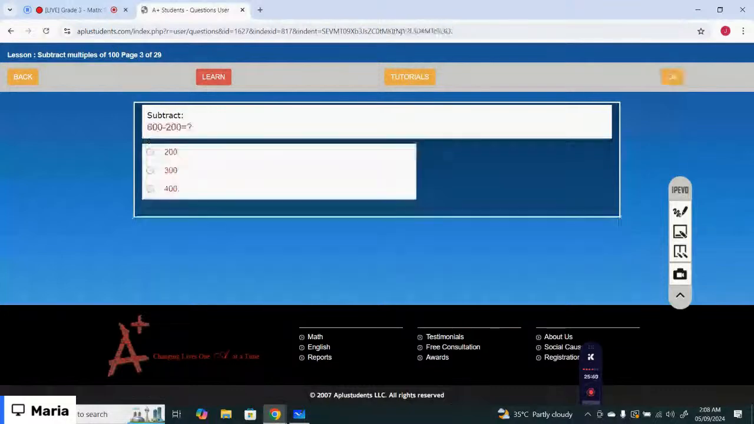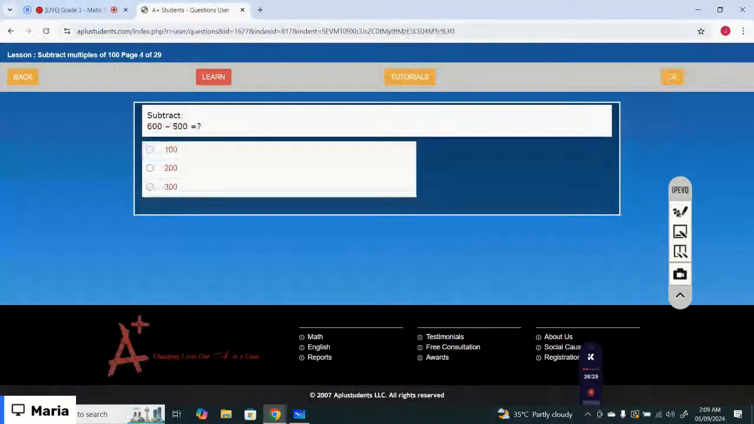Okay, the next one is 600 take away 200. So the correct option is, yes, 600 take away 200 is 400. The correct option is option number 3, that is 400.